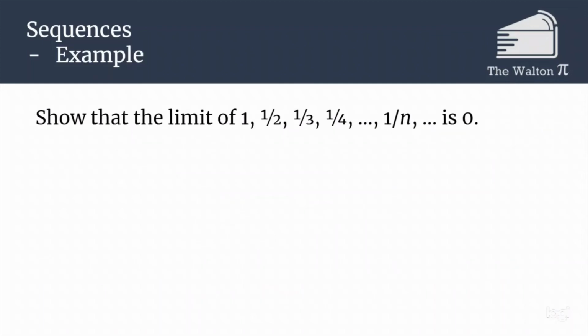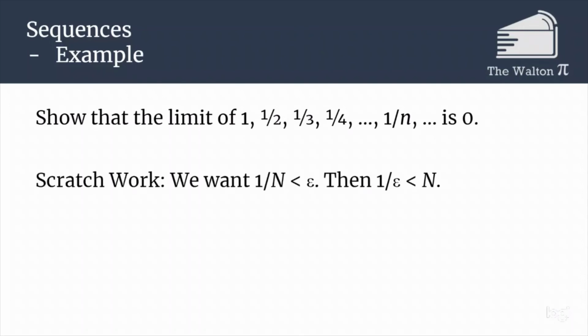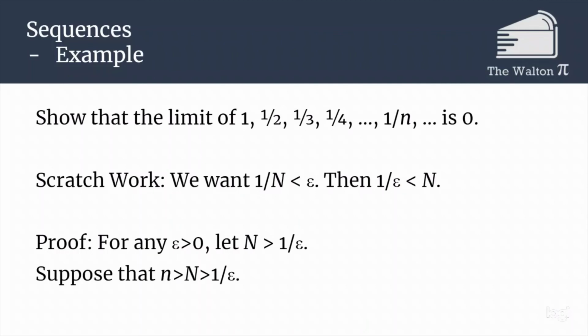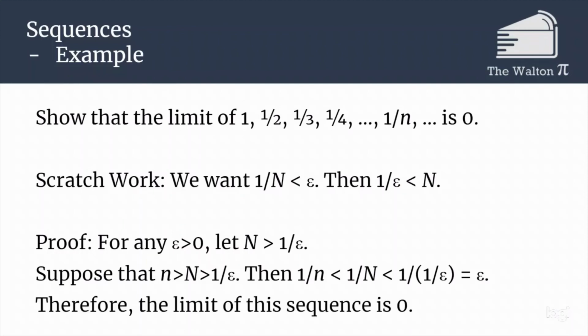For example, the sequence 1, 1/2, 1/3, 1/4, 1/5, and so on, where every term is just 1 over n, that limit is going to be 0. The reason for that is we want 1 over n to be less than epsilon eventually, so we are going to solve that. For any epsilon bigger than 0, we pick our big N to be bigger than 1 over epsilon. Then if little n is bigger than big N, then 1 over little n is less than 1 over big N, which is less than 1 over the quantity 1 over epsilon, which is a fancy way of writing epsilon, which means that the limit of this sequence is 0.